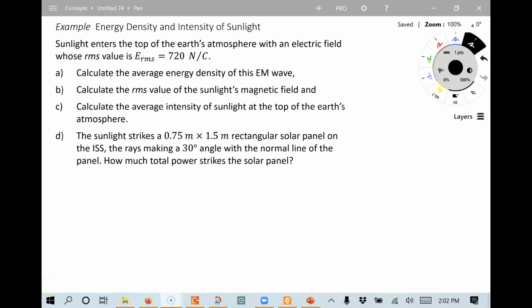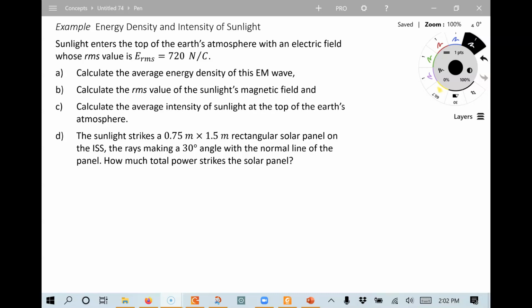Hi, this is an example problem from chapter 24 on energy, density, and intensity of sunlight. Pause for a moment to read the question. All right, so the numbers used in this example are real world numbers. This is what the sun produces roughly.